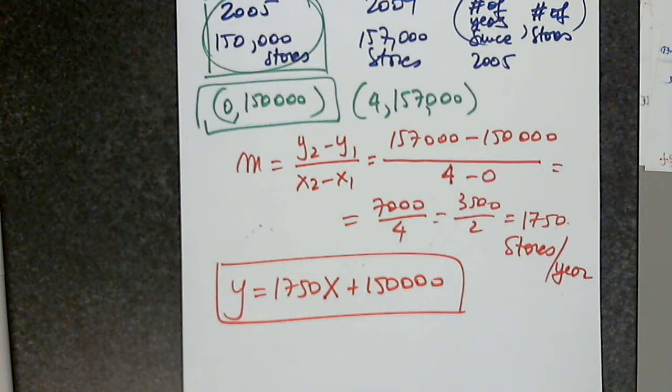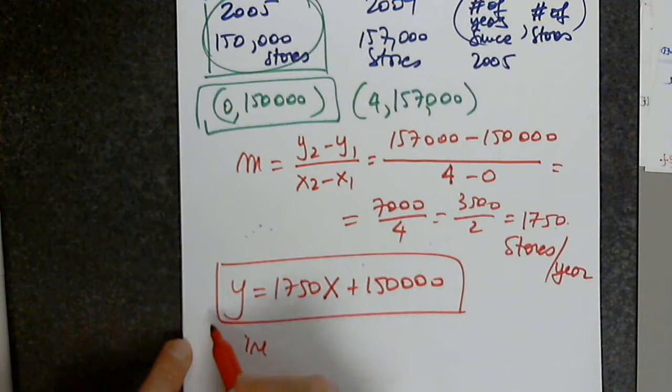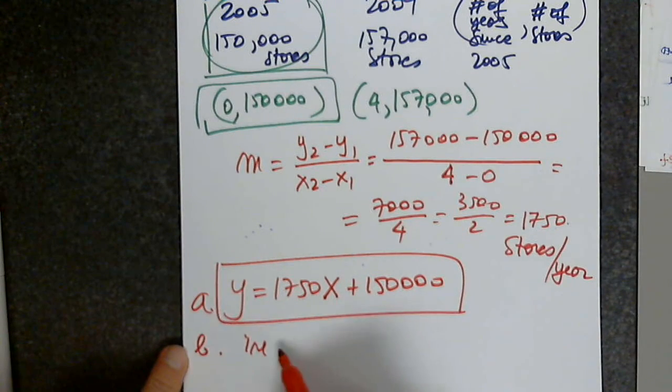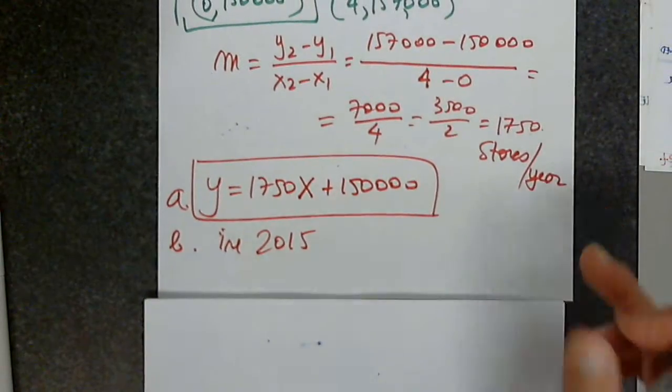So that is the equation of the line passing through the given points. Part B. Use this equation to predict the number of apparel and accessory stores in 2015. So this is part A, and now I want part B. What happened in 2015? What do I have to do now?